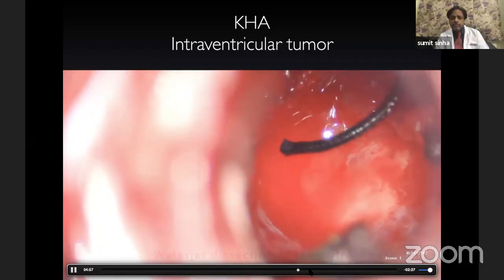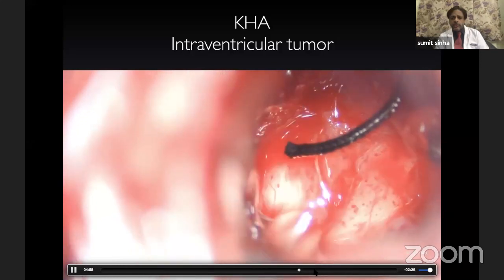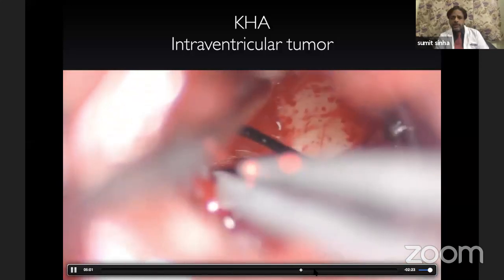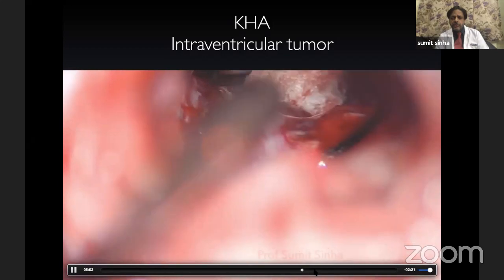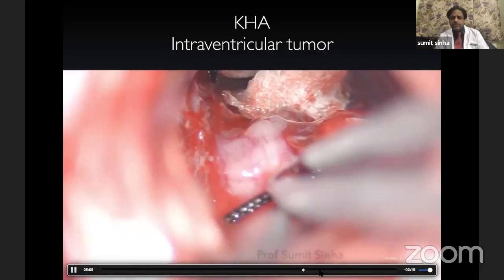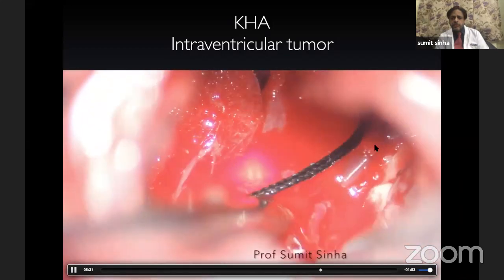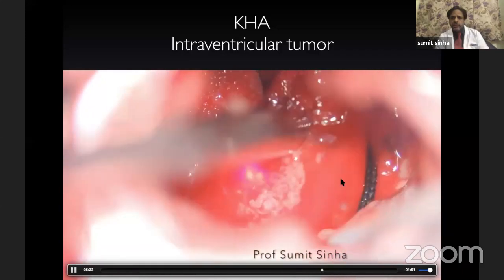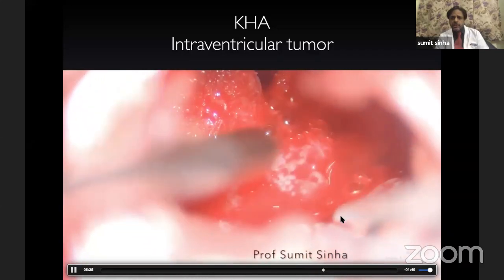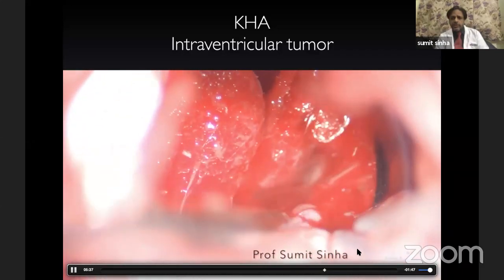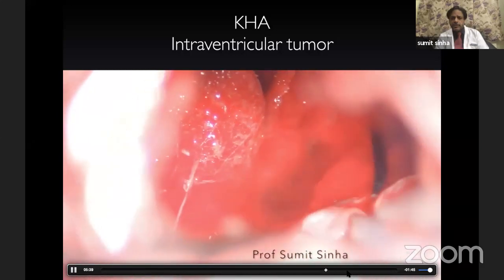And you see the tumor is being slowly decompressed and then dissected from this major venous structure. And you see this is the thalamostriate vein, and the tumor is being dissected slowly from this vein, keeping the vein intact.